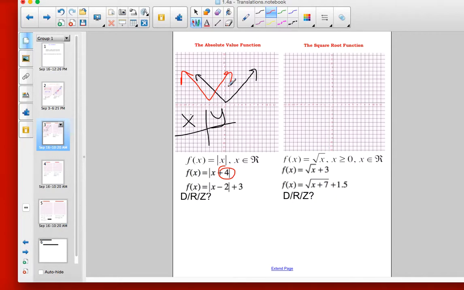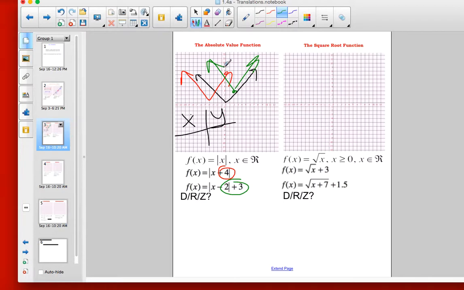So domain, range, and zeros, right? Domain is the same, range is the same, 0 to infinity. But your 0 is the one that's changing. Instead of being at 0, you're now at negative 4 as your 0. Now the last one is minus 2 and plus 3. So minus 2, because it's inside the bars, that means left and right. We're talking horizontally. So that means to the right 2, and then the plus 3 at the end means it's up 3. So it's your parent function, but shifted to the right 2, and then up 3, so that now the vertex right there in your graph is something like that, right? And that's the only difference.